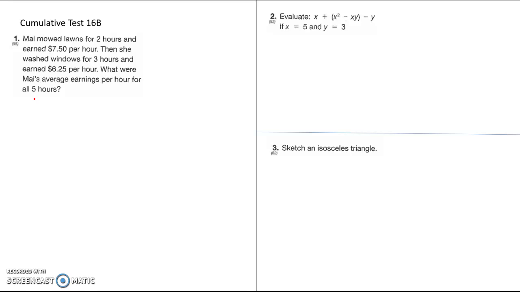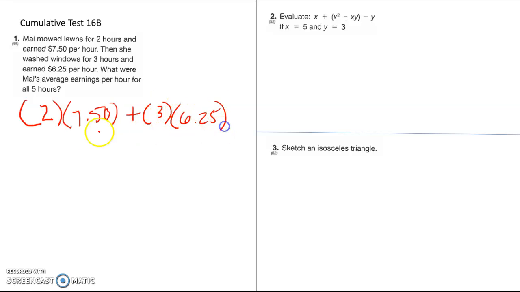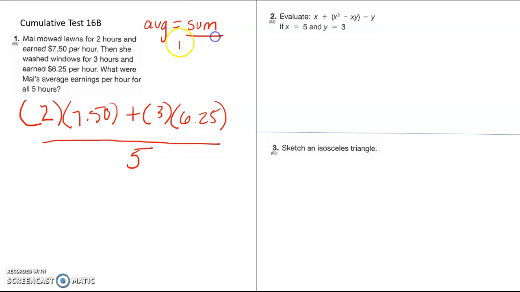So here we go. Mrs. Ross mowed lawns for 2 hours at $7.50 an hour. And then she washed windows for 3 hours at $6.25 per hour. What were her average earnings for 5 hours? Now keep in mind, average is equal to the sum over how many.